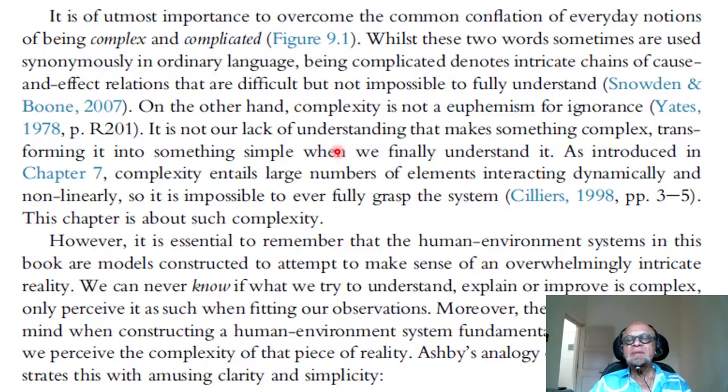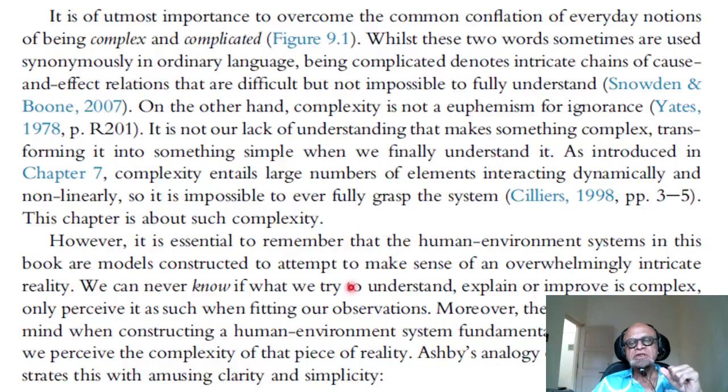Anyway, on the other hand, complexity is not a euphemism for ignorance. It's not our lack of understanding that makes something complex, transforming it into something simple when we finally understand it. As introduced in Chapter 7, complexity entails large numbers of elements interacting dynamically and non-linearly, so it is impossible to even fully grasp the system. This chapter is about such complexity. We call it emergent solution. So Earth system is not a convergent system, it's an emergent system, so you find solutions that you didn't expect and couldn't be predicted, and so on.